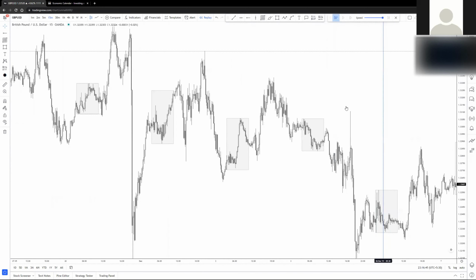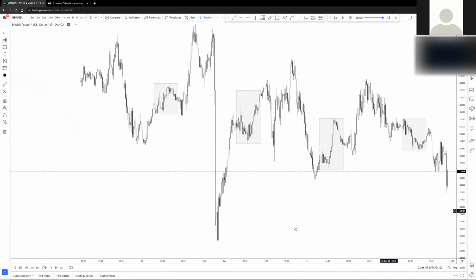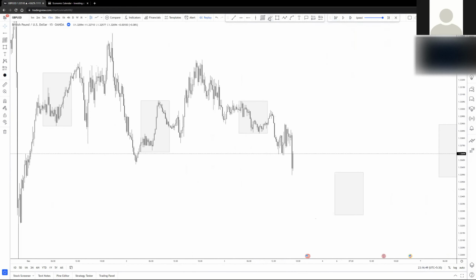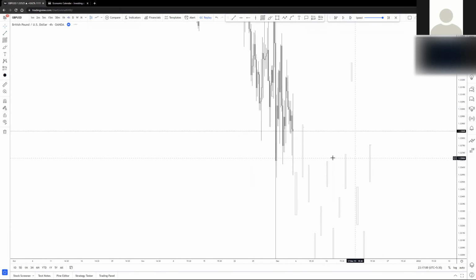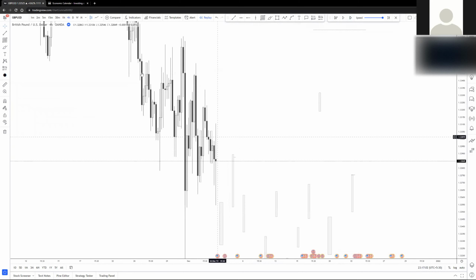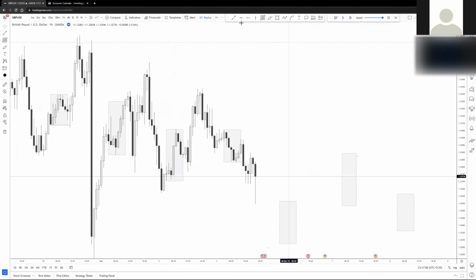And this day we had some news. So what happened? London did not take out Asian highs. All they did, from Asia to London, was build up liquidity for the news. And right above Asia, what did we have? A wick. Yeah, that one.